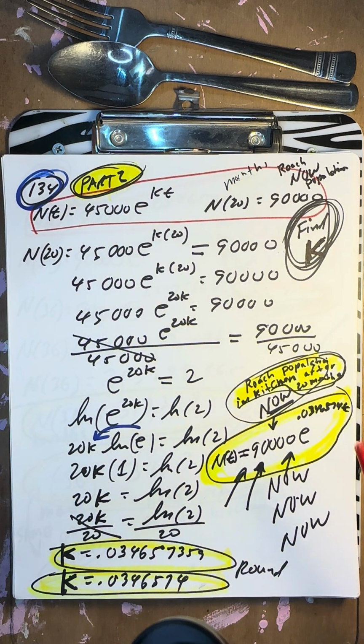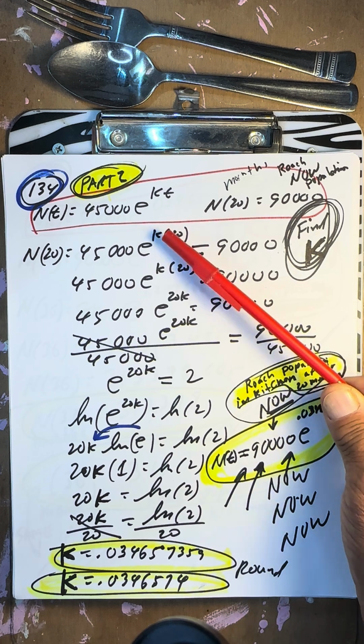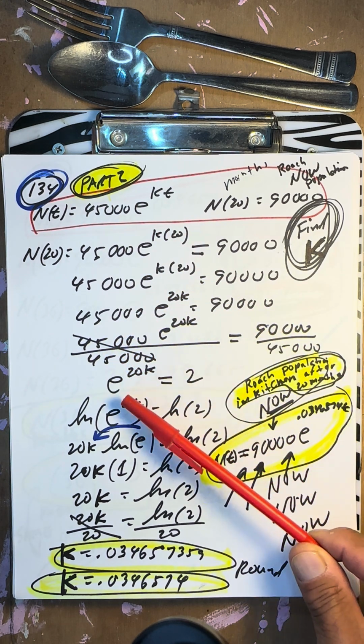What happened? N of 20 is 90,000. So put a 20 in there, 45,000 original. 20 times that is this. This is 90,000 divided by 45,000, which is 2.